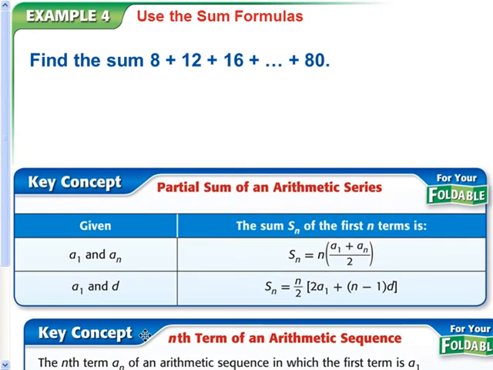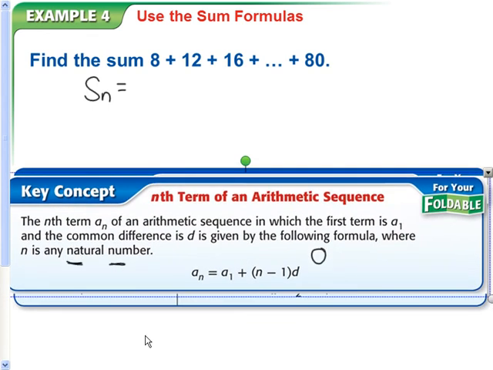So we look at this and see, what do we know? We know our first term and we know our last term. Okay, so let's do this one then. S of n, the sum of all of our numbers. Oh, but we don't know how many numbers there are. That's why we're going to have to use this first formula to figure out what n's going to be. So let's plug our stuff in.